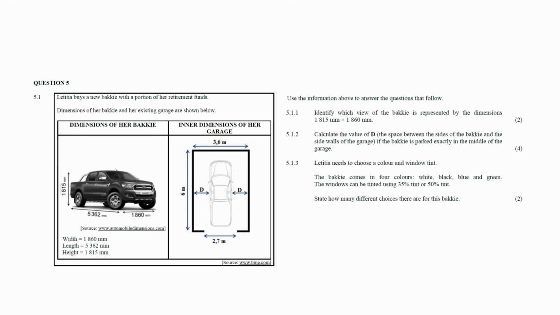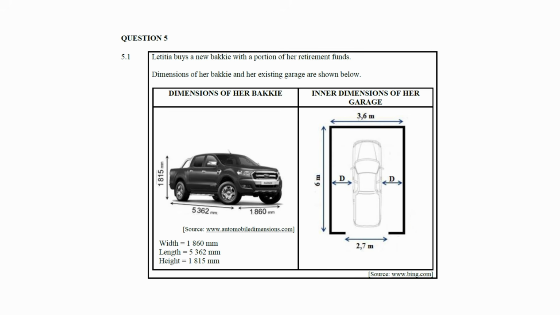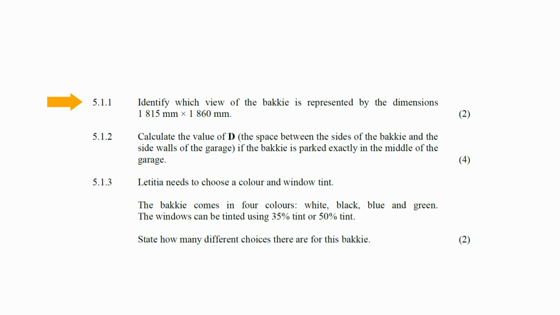Question 5.1 consists of 1 maps and plan question, 1 measurement question, and a probability question. You are given the dimensions of a bakkie and the inner dimensions of a garage where the bakkie is to be parked. The dimensions of the bakkie are given in millimeters, while the dimension of the garage is given in meters. There is a missing value D that represents the space between the wall of the garage and the side of the bakkie. In question 5.1.1, you have to identify the view of the bakkie that is represented by the dimensions 1815 mm by 1860 mm.